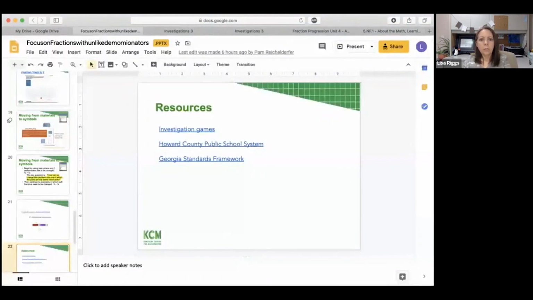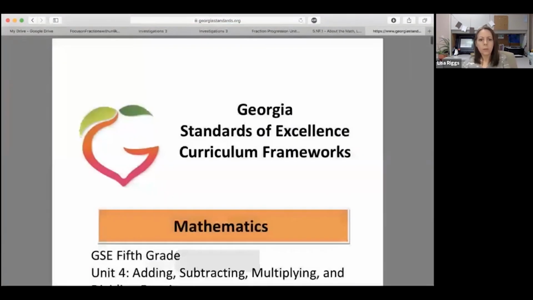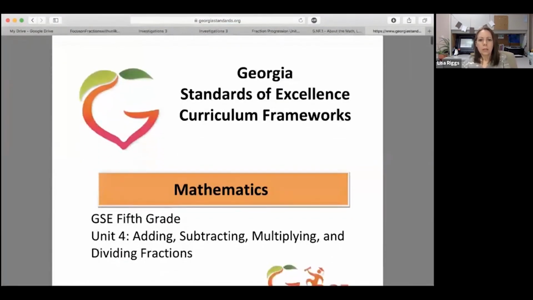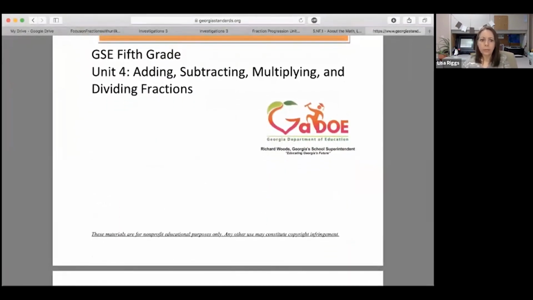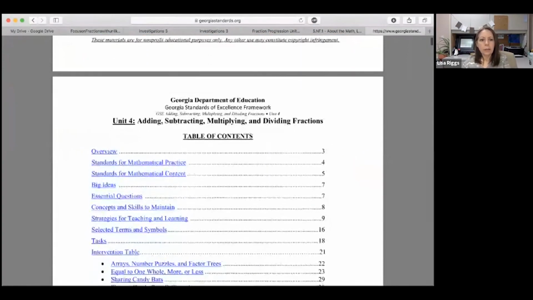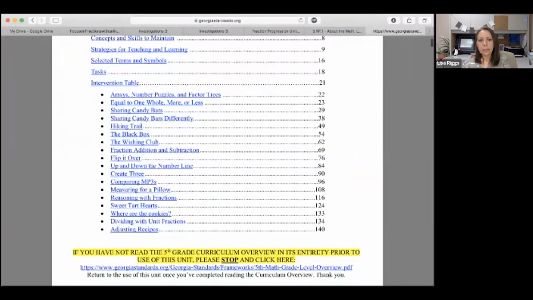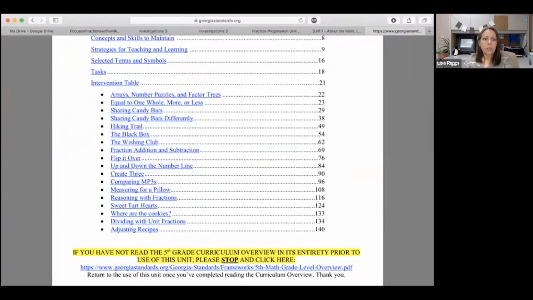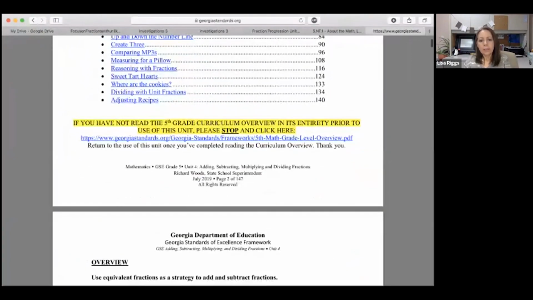And let me go back to, sorry. And also the Georgia Standards Framework. Some of the schools that I visit use this as part of their curriculum. Their 5th grade unit 4 is adding, subtracting, multiplying, and dividing fractions. All those different things you can just click on, and it takes you right to those activities. So lots and lots of things that you can find.